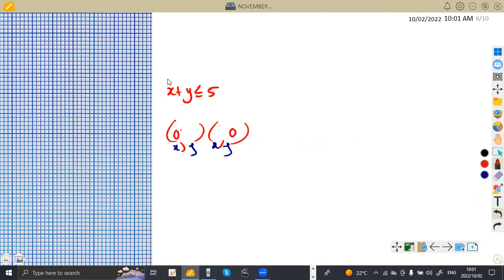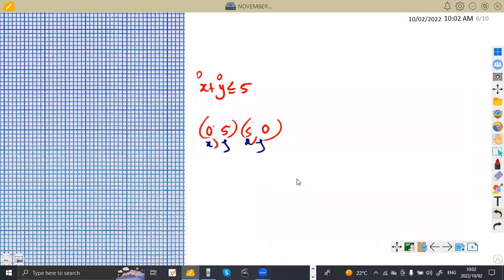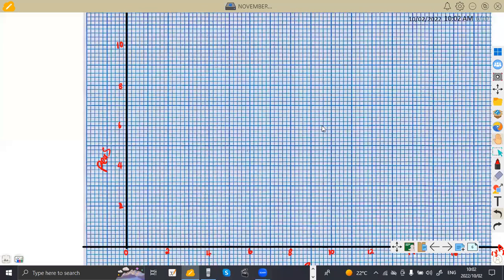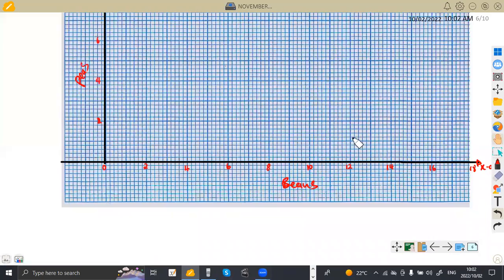So when X is equal to 0 here, Y is equal to what? Y is equal to 5. When Y is equal to 0, X is equal to what? X is equal to 5. So you can use double intercept or you can use table values. All right, so these are the points 0, 5, and 5, 0. So let us mark our points 0, 5 here, 5, 0 here.